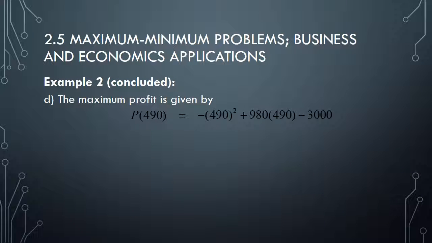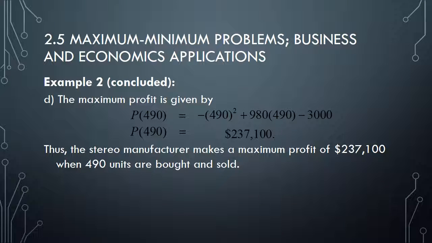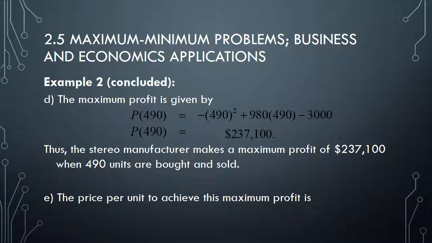And our maximum profit is found by putting 490 into our profit function, and we get $237,100. So they make a maximum profit of $237,100 when 490 units are bought and sold. The price per unit to achieve this, now we need to figure out what P is. Well, we know what X is, so the P of 490 is $510.